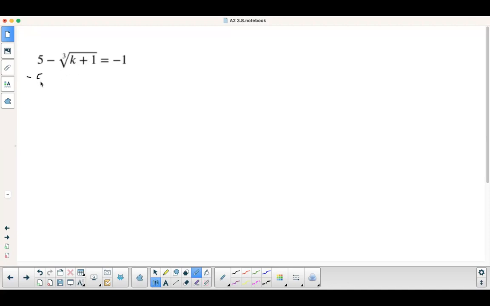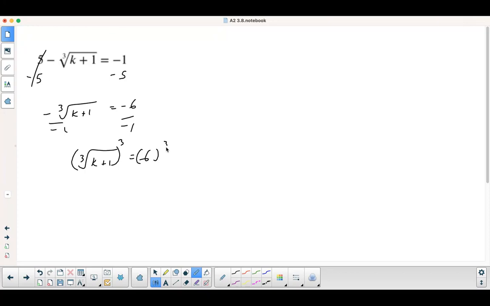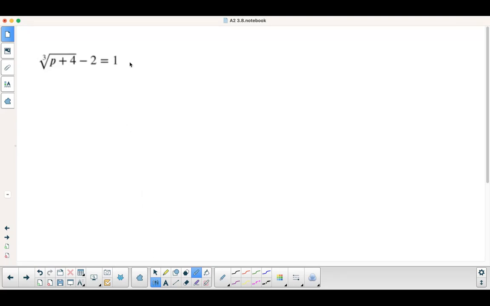So minus the 5. Divide by -1. Now I can cube both sides. And then subtract the 1. There you go.